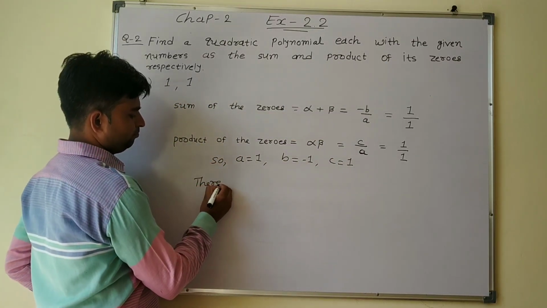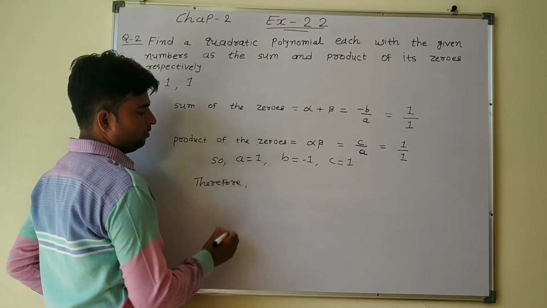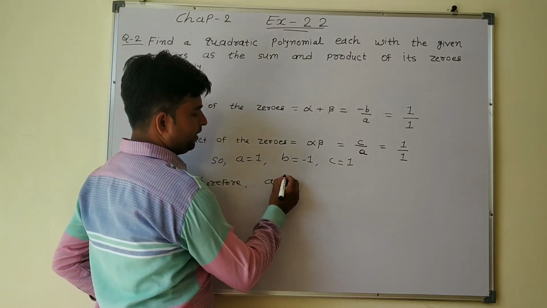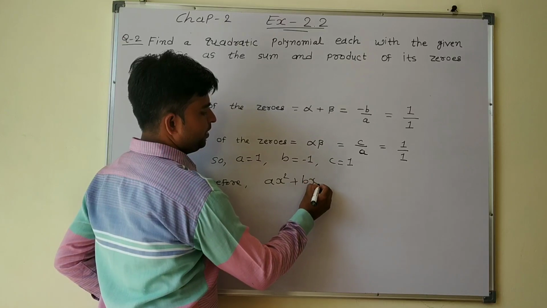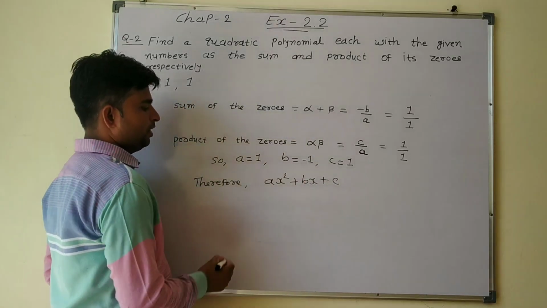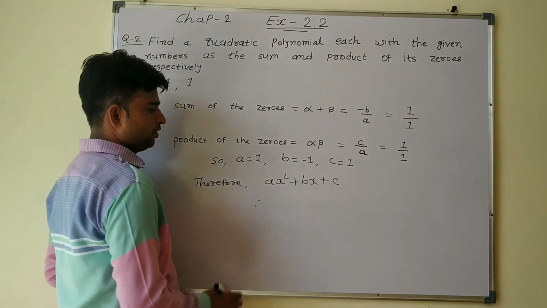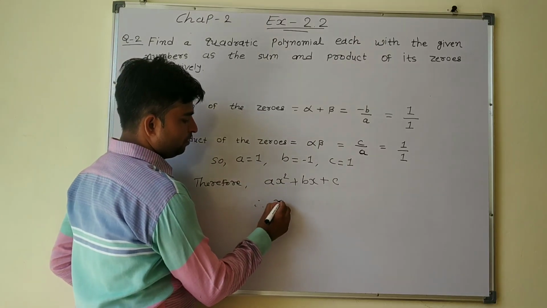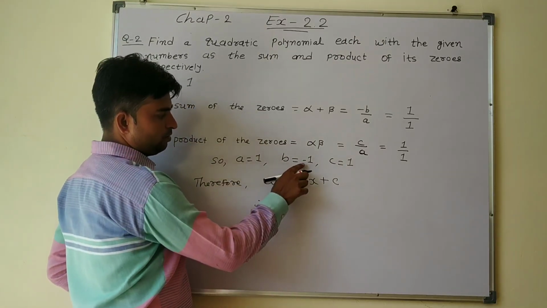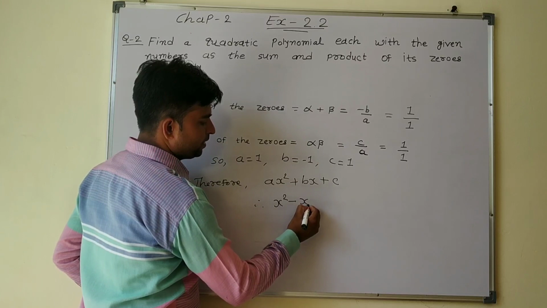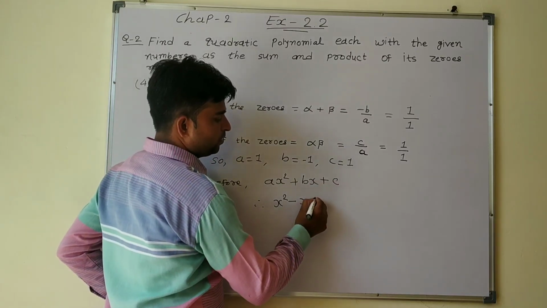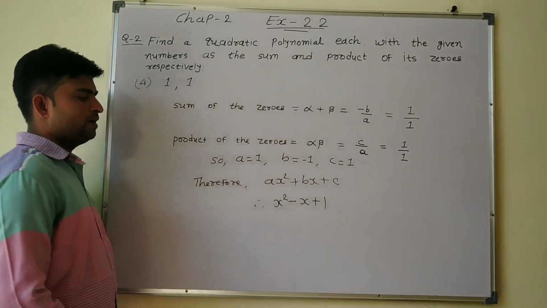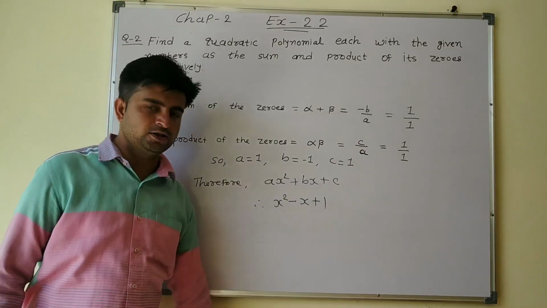Therefore, the quadratic polynomial ax square plus bx plus c. Now put the value of a, b, c. A is equal to 1, so it becomes x square. B is equal to minus 1, so it becomes minus x. And c is equal to 1, so plus 1. So this is the final answer, x square minus x plus 1.